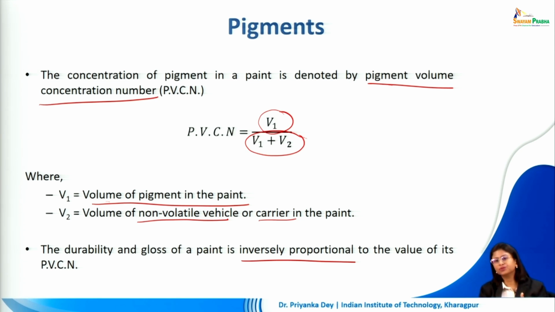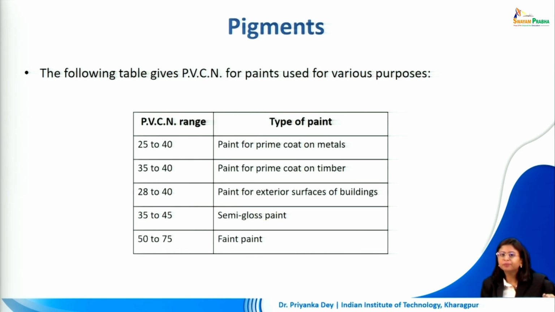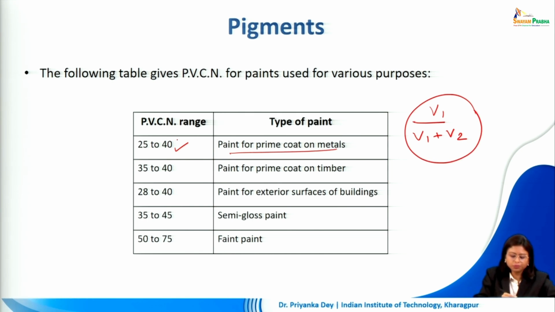Now, different types of paints, depending upon what we are painting on, the surface that is the background, we will choose a particular type of PVCN range. So, depending upon the surface, the opacity that is required will eventually determine what is the proportion of pigment that we want in our paint. So, if we are dealing with paint as a prime coat on metals, we can go for a PVCN range of 25 to 40. So, the ratio of V1 divided by V1 plus V2 should be around 25 to 40 if we are dealing with metal.